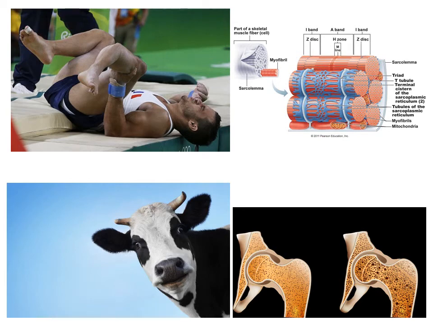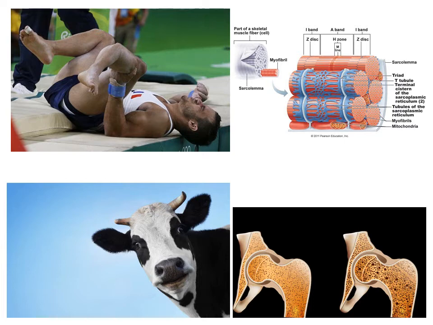In this slide, we're looking at an athlete who has clearly broken his tibia and fibula. Why is this becoming more common? It is becoming more common because these athletes are deficient in calcium. Calcium is stored in the bones. It is also found in the sarcoplasmic reticulum of the muscle fibers in the muscle cell.